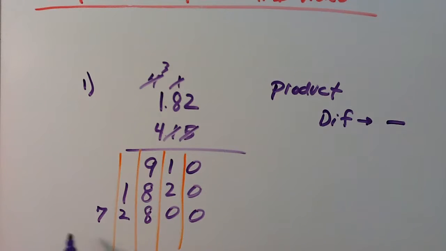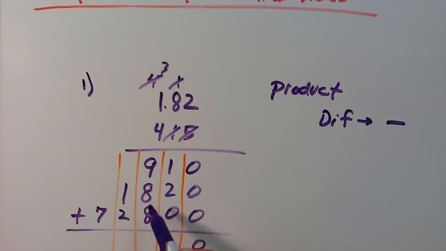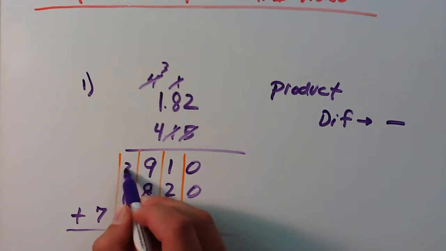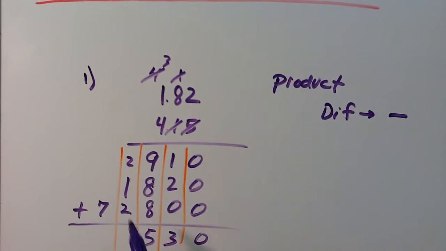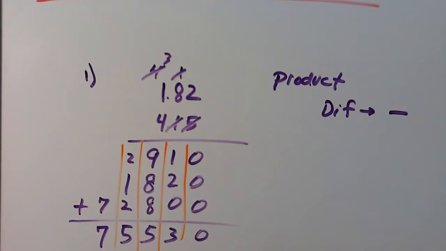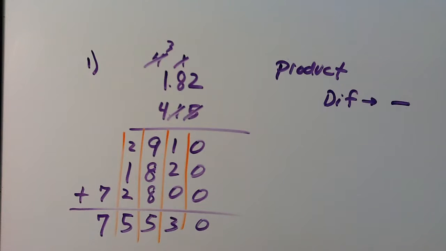Okay, so now let's add here. These are all 0. 1 plus 2 is 3. 9, 8, and 8. Well, 9 and 8 is 17. 17 and 8 is 25. 2, 1, and 2, that's 5, and here I just have a 7. So those are my digits, 7, 5, 5, 3, 0.